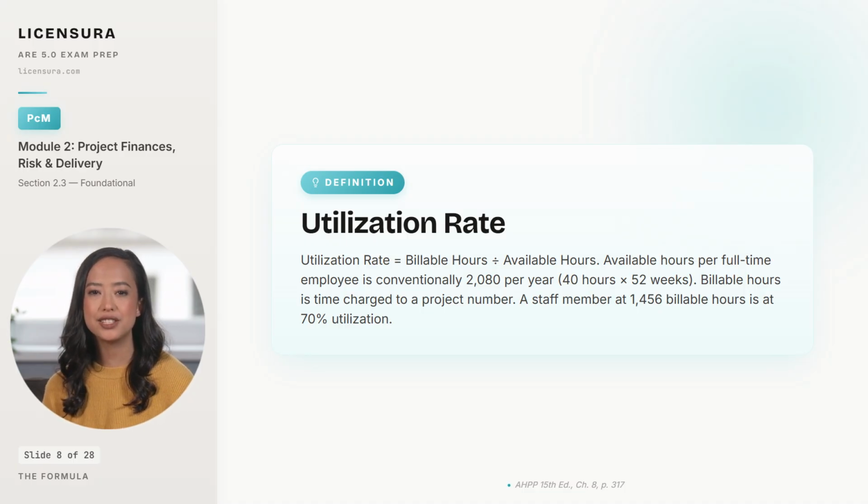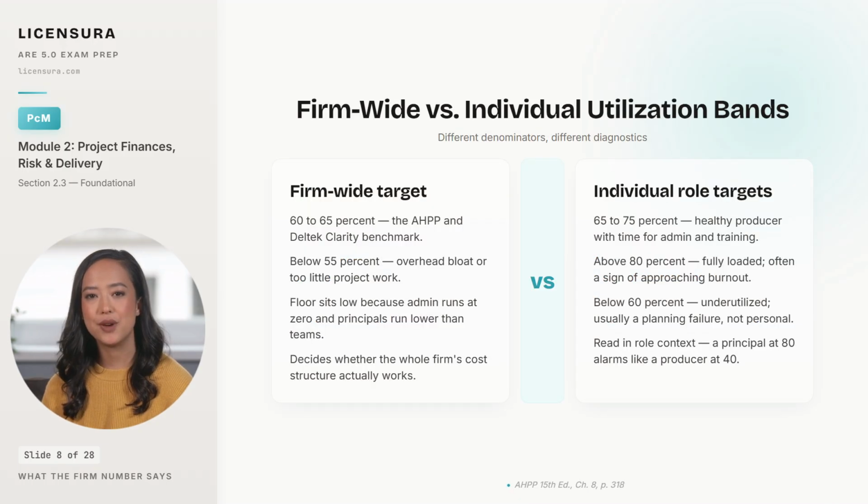The denominator is fixed at 2,080, whether the person actually worked that or worked 60-hour weeks. That convention matters. If you let people overstate available hours by counting overtime, you'll inflate the denominator and the rate will look healthier than it is. Stay disciplined on 2,080 as the available hours figure across the board and the comparisons stay honest. What a healthy individual rate looks like depends on the role, but the firm-wide number has a single benchmark. Read the firm-wide number on the left and the individual targets on the right as two separate diagnostics.